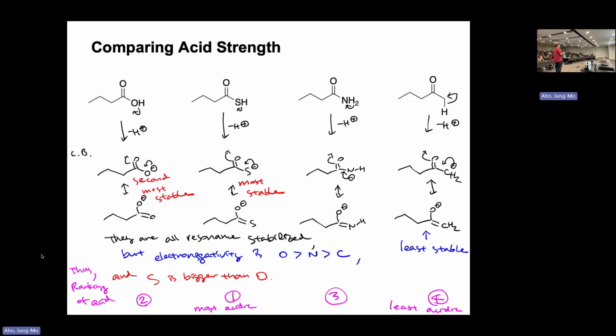So if you can rank them, at least this one is worse than that, and then that one is worse than this, and this one is better than that. So if you put it all together, then we now have a ranking. This molecule is the most stable one. That's why that's the most acidic one. And that's the second one, that's the third, and that's the fourth.